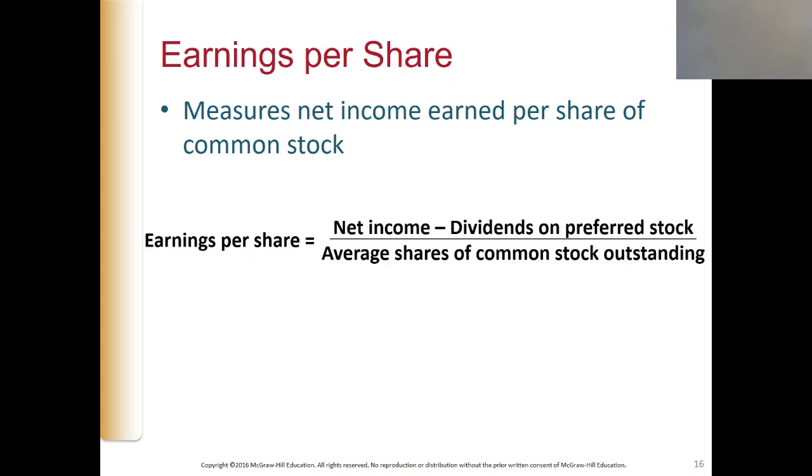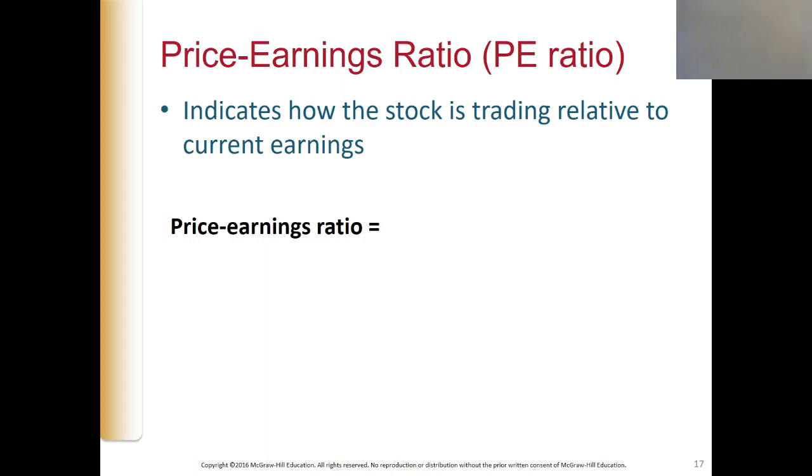Earnings per share, a very commonly quoted financial item in the news. This is net income, and you would subtract from net income dividends on preferred stock if the company has preferred stock. Then you would divide that by the average shares of common stock outstanding. So as I said before, this is a very commonly quoted number in the financial world. This is another one, price earnings ratio. This compares the stock price to the earnings per share. The more the investing public has in confidence in the company, the higher this number will be.